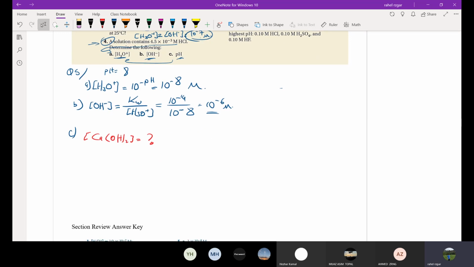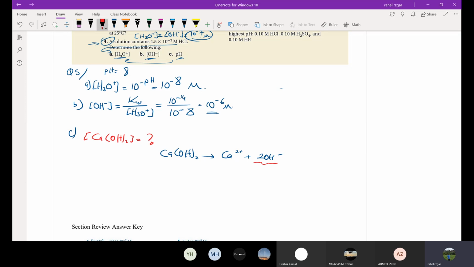What would it be? This is the equation. Calcium hydroxide becomes calcium and 2 hydroxide. As you know, most of the times I write concentration just below the compound itself or the ion itself. Then what is the concentration of OH here? Kurina, if someone can answer me.